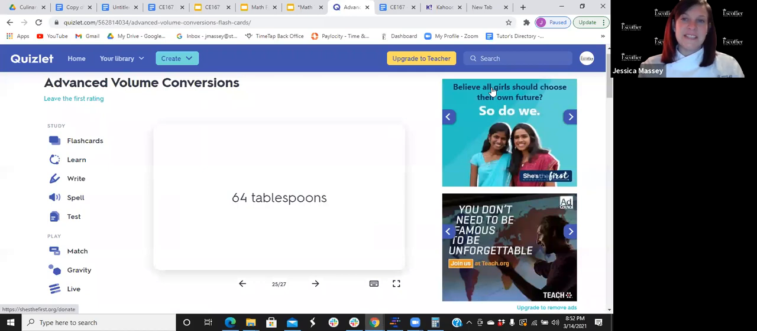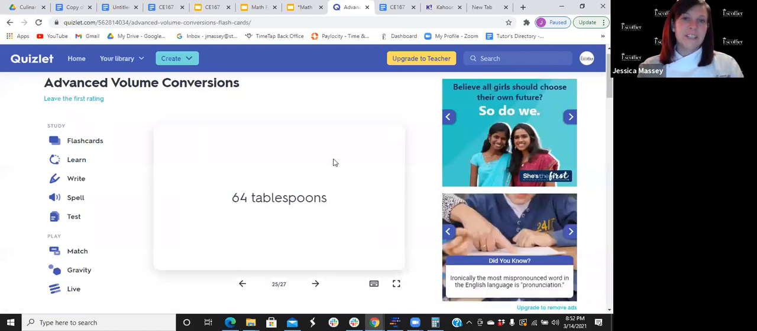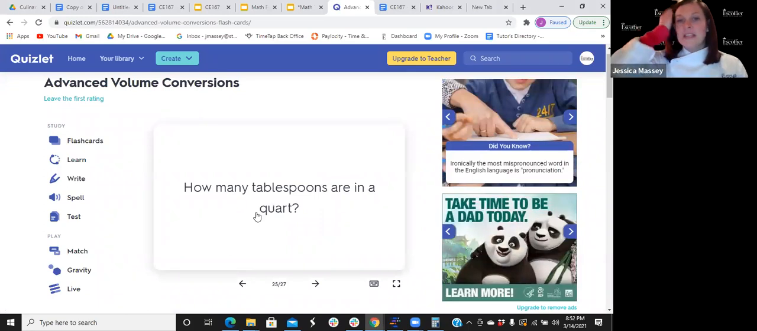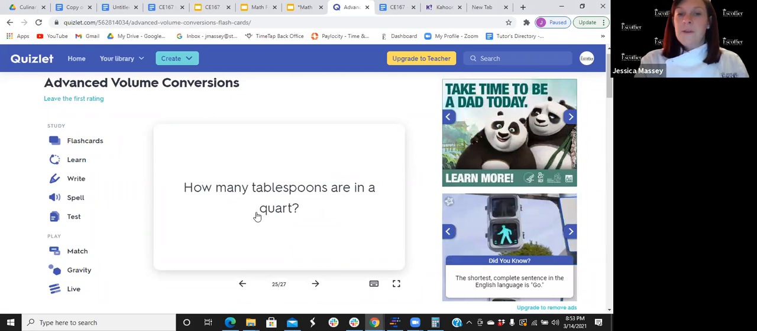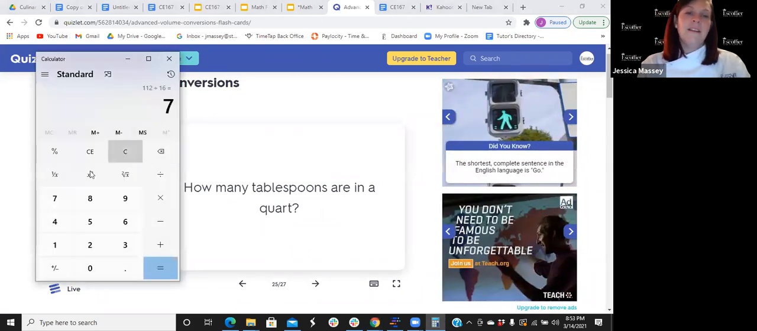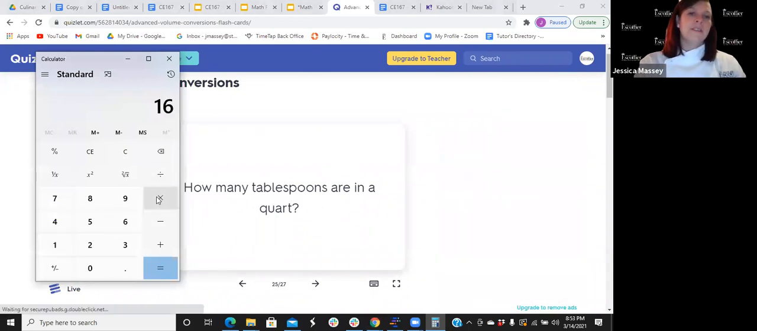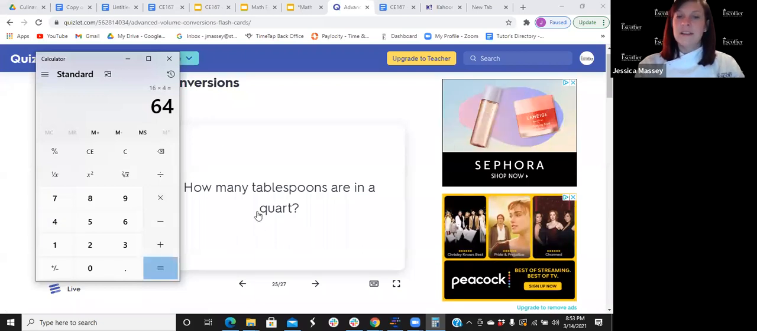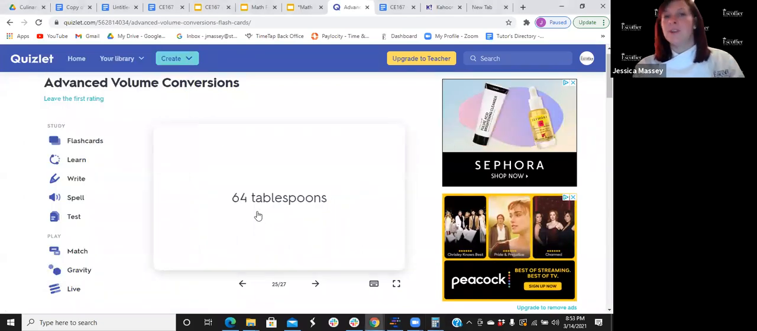Did we get a bunch of 64s? Yeah, we got a couple. 64. So again, this is one of those things you would do as a two-parter, as I call them. You know there's 16 tablespoons in 1 cup. How many cups are in a quart? 4. So you take your 16 tablespoons times 4, and that gets you 64 tablespoons in 1 quart.